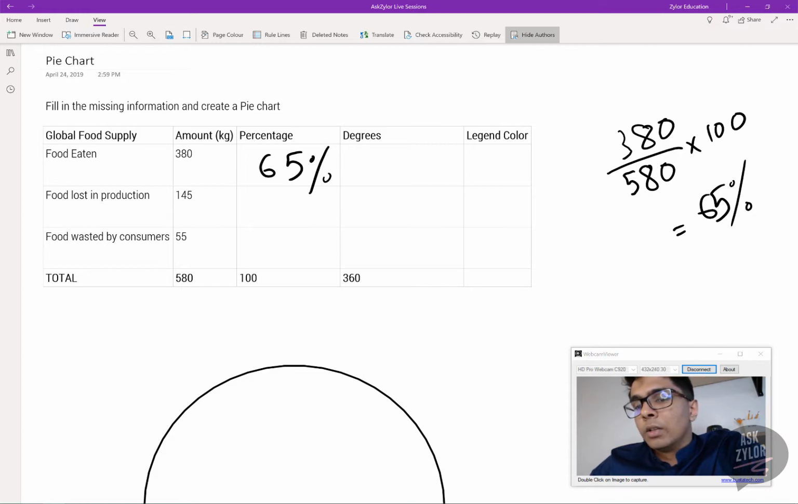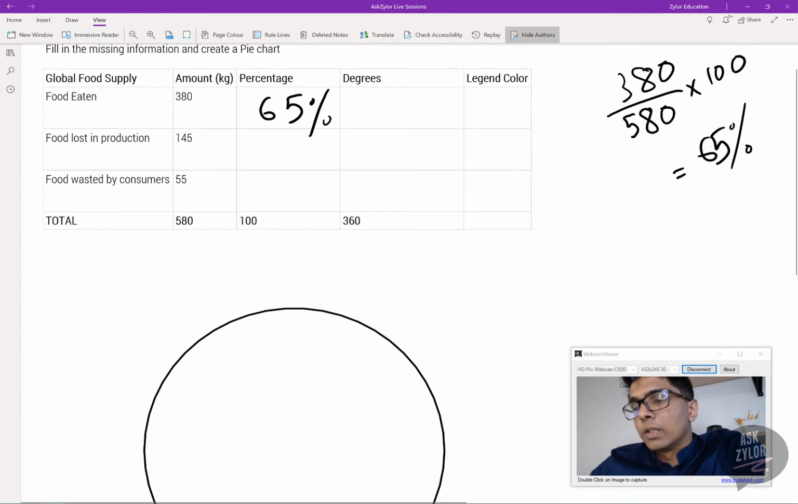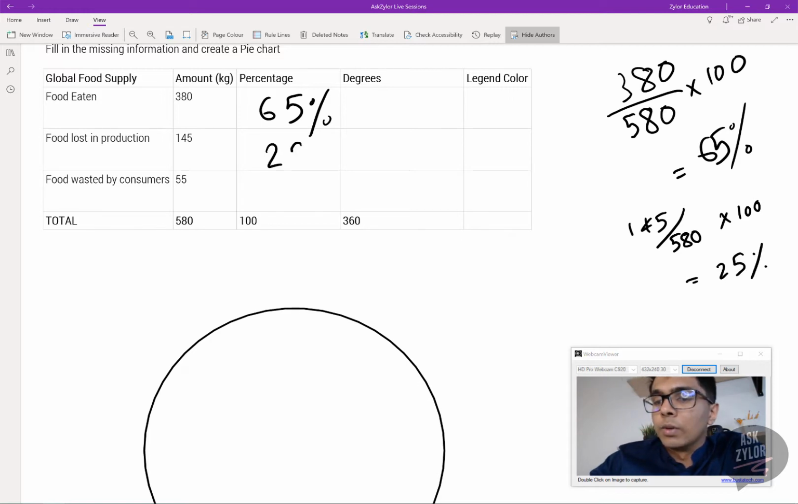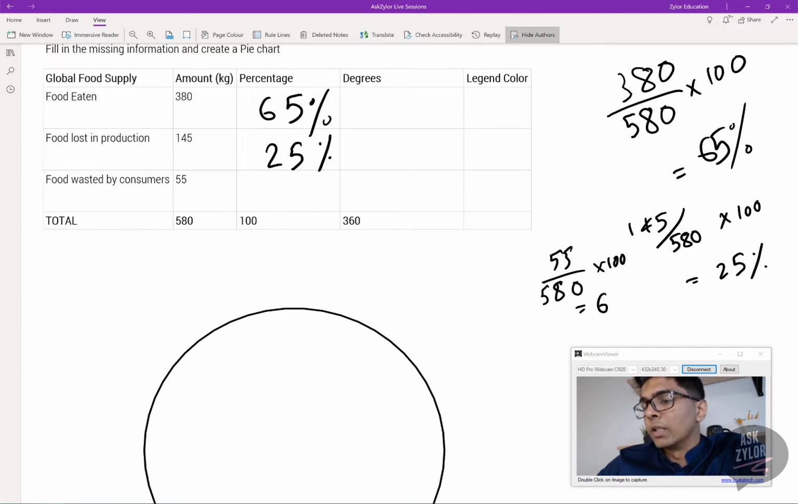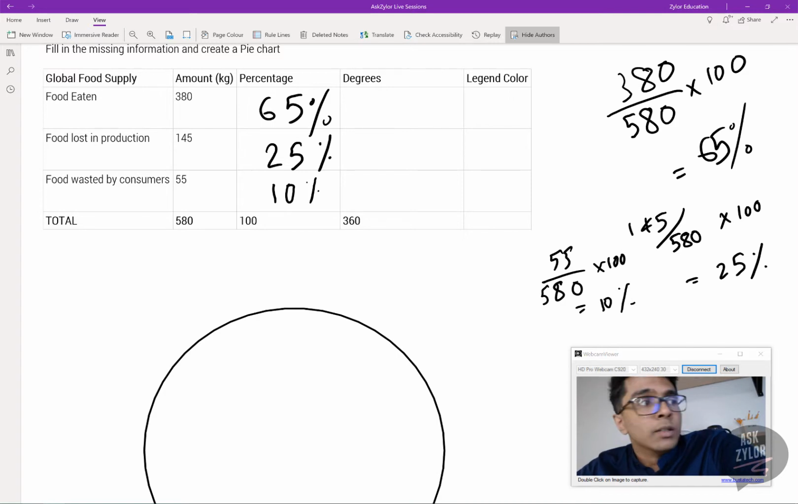And for food lost in production, I'm going to do the same steps for all of them. So I have 145 over 580 times 100, which ends up being about 25%. And then 55 over 580 times 100 is going to be about 9.5, about 10%. So I'm going to round it to 10%. So I found the percentages of all these groups.